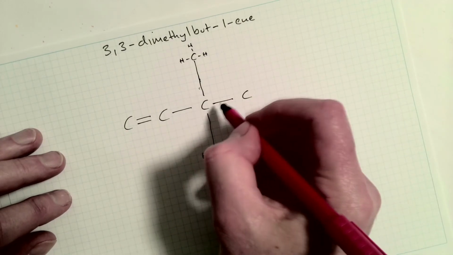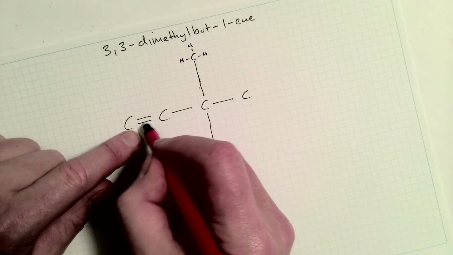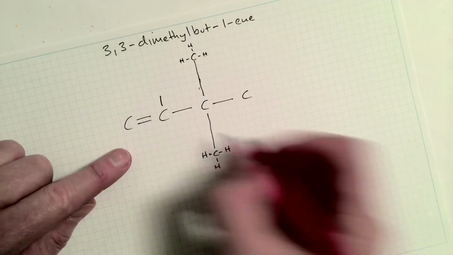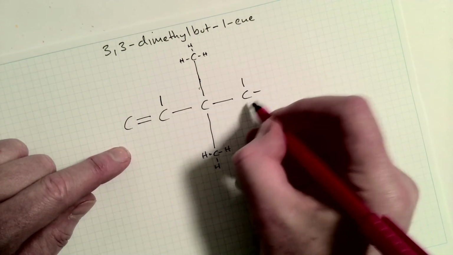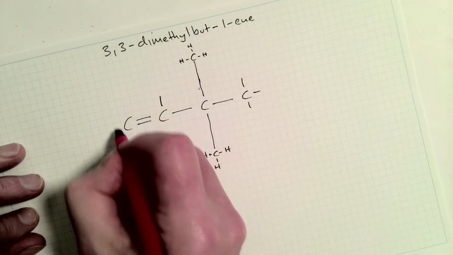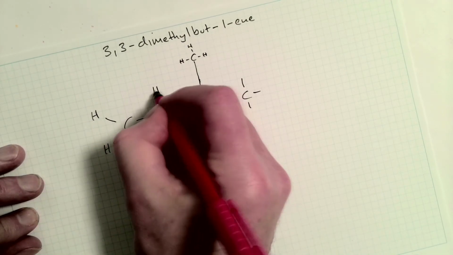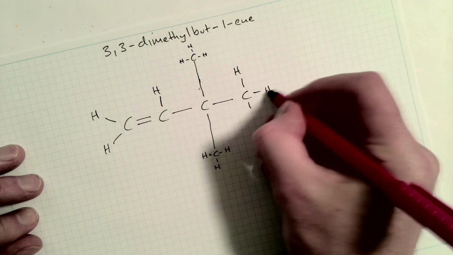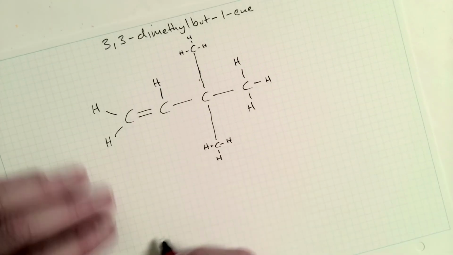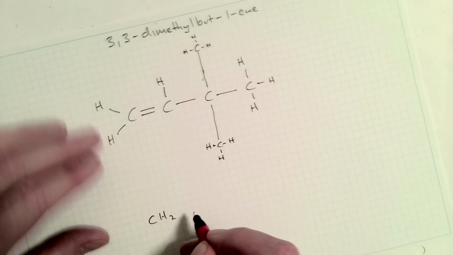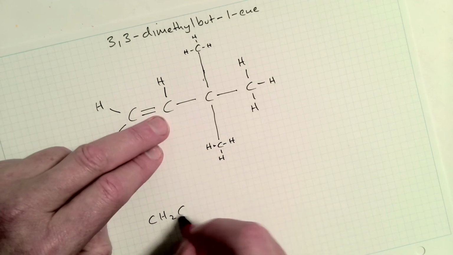Okay, that carbon now has 4 bonds. This carbon has 3 bonds, so we can give it another one. This carbon has only 1 bond, so we can give it 3 more. This carbon has 2 bonds, so we can give it 2 more. Okay, and we can draw in all our H's. The condensed structural formula is going to be CH2 for that one, then CH.